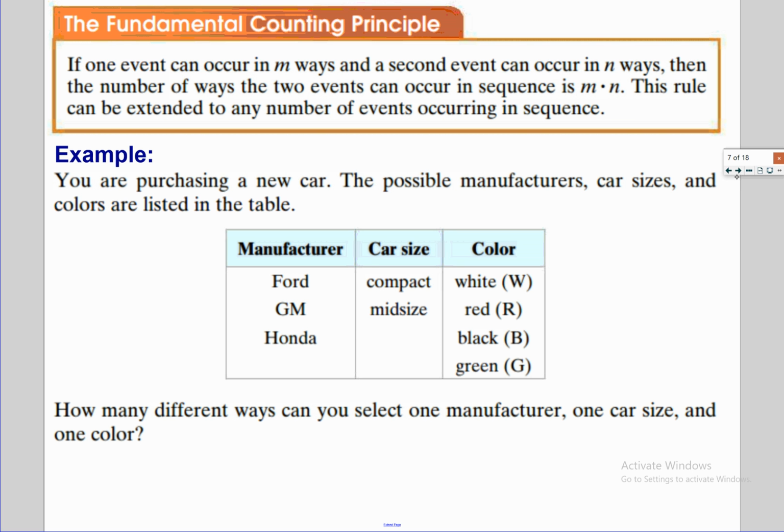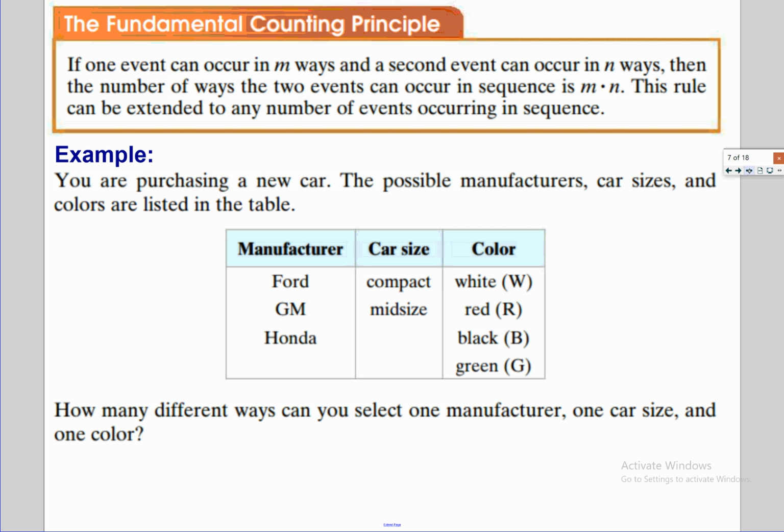So in this example, it says you are purchasing a new car. The possible manufacturers, car sizes, and colors are listed in the table. And we just want to figure out how many different ways can you select one manufacturer, one car size, and one color. Again, you could make the tree diagram out of this. You would start with 3 branches for manufacturer, and then each of those branches would have 2 coming off of it, and then each of those would have 4 coming off of it. Again, that's going to be pretty tedious. Instead, we can just say, how many choices do I have for manufacturer?